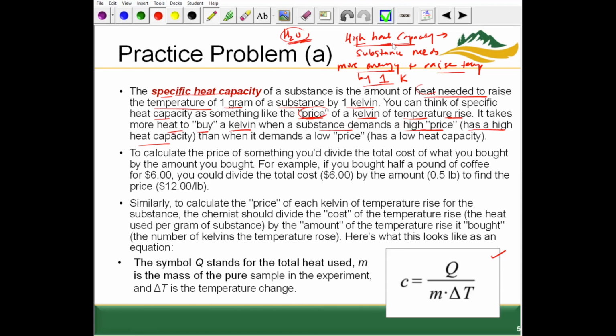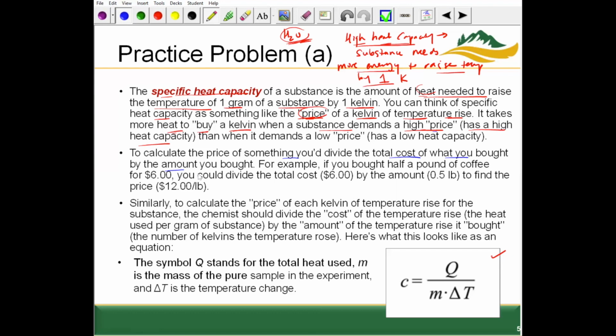So something with a low heat capacity doesn't take as much heat to raise the temperature of 1 gram of that substance. Going back to the price analogy, to calculate the price of something, you divide the total cost of what you bought by the amount that you bought.